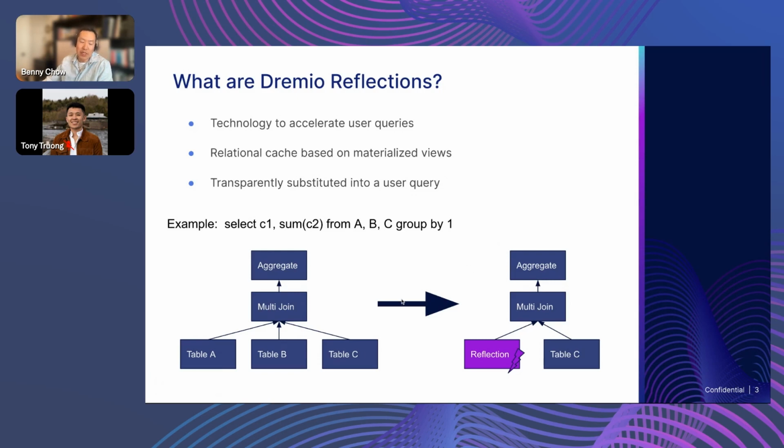And so suppose you have a reflection that has materialized an expensive join between table A and table B. Then we will rewrite the query so it looks like this. And whether this plan actually gets selected in the end will, of course, still depend on costs, and that's something we'll talk about a little bit later.